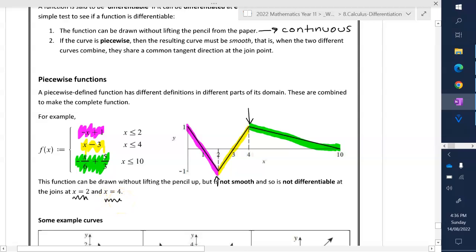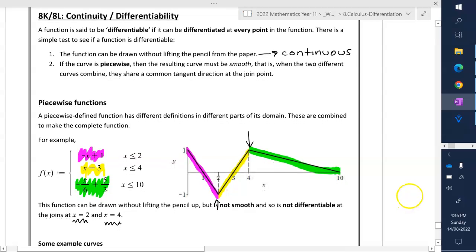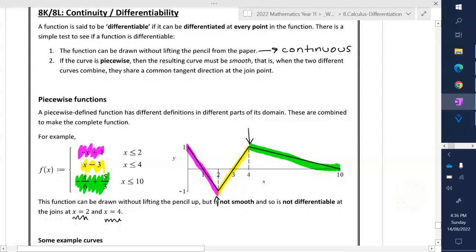And we're going to test to see if this is differentiable and continuous by looking at those 2 points that were described up above. So let's have a look at the first one. The function can be drawn without lifting my pencil from the paper. So I can do that. I can go right along those. So it's continuous. The function keeps going. There's no gaps in that function at all.